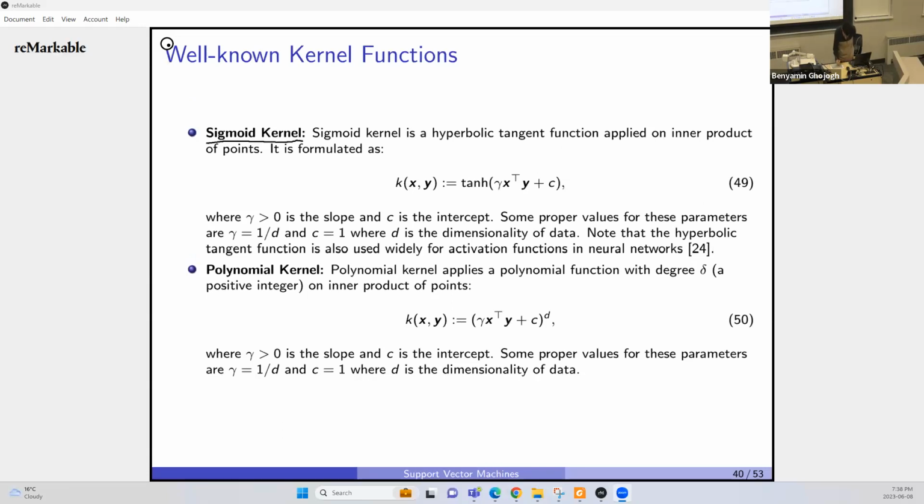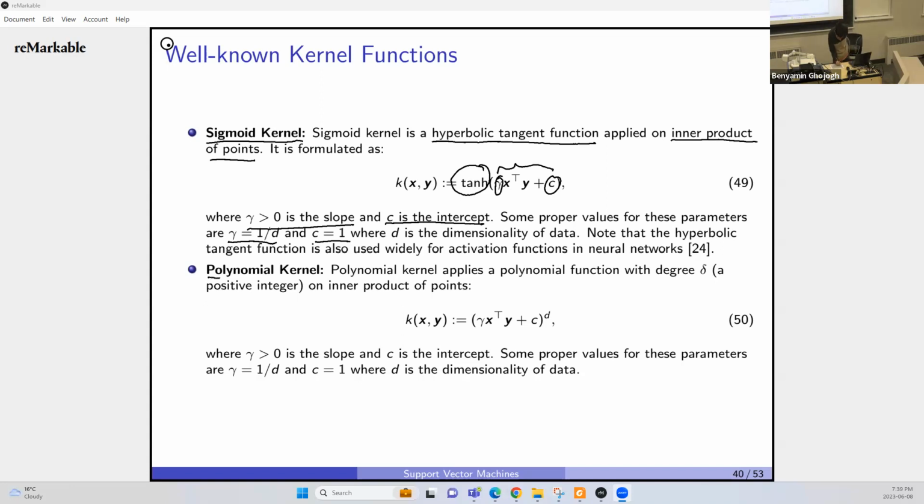Okay, another one is the sigmoid kernel. What does it do? The sigmoid kernel is a hyperbolic tangent function applied on the inner product of points, X transpose Y. You have some parameters, gamma and C. Gamma is the slope and C is the intercept. Some proper values for these parameters are gamma equals 1 over D and C equals 1. I think these values are proposed by the scikit-learn library, where D is the dimensionality of data.